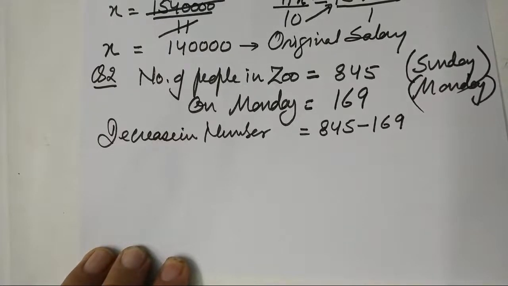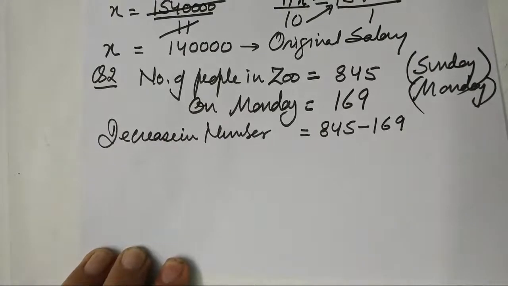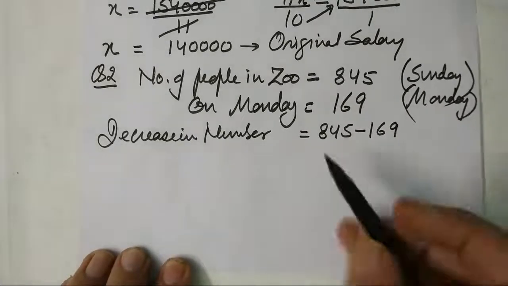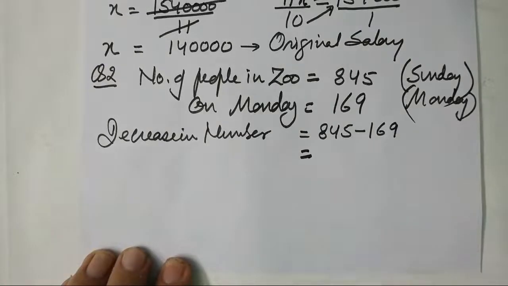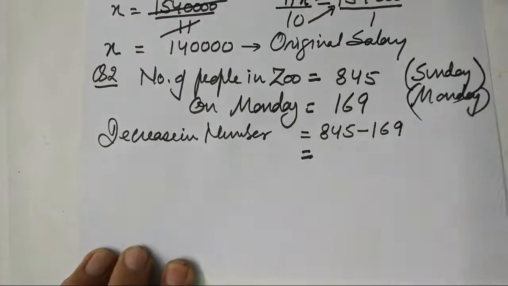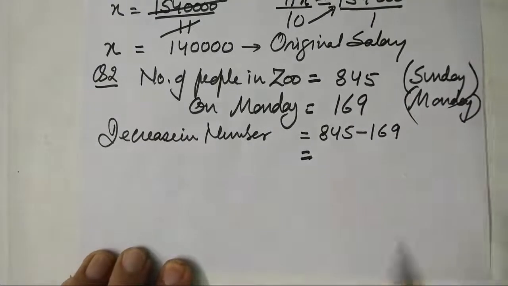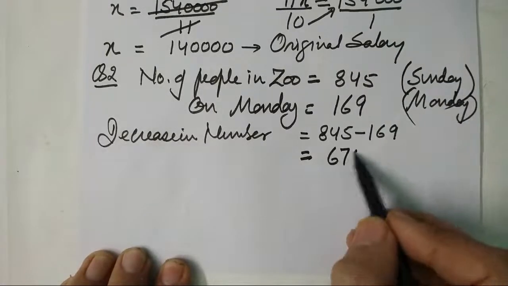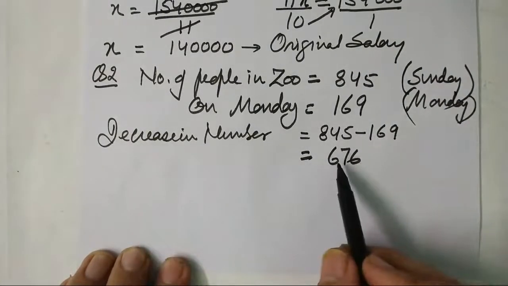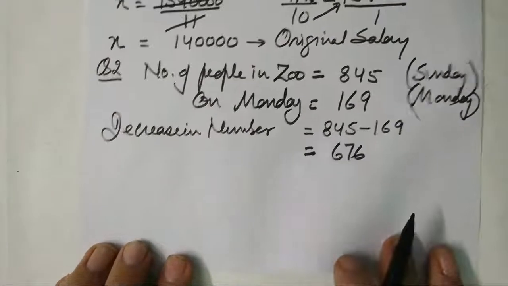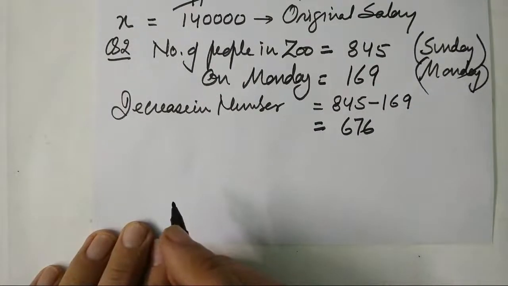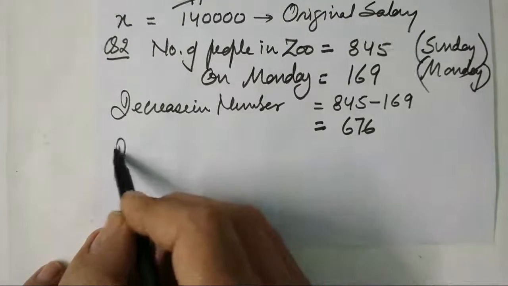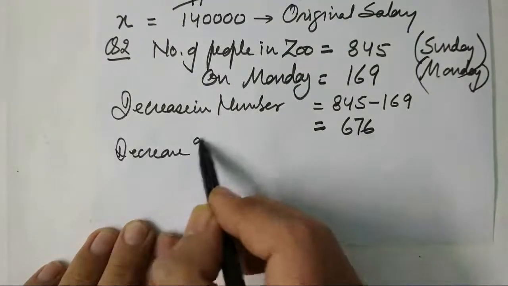So what is the number coming? 845 minus 169. So when you subtract, what do you get? So 5, and when you subtract it will give you 676. So this is the number which has decreased. Now you have to find what is the decrease in percent. So we will write the decrease percent.